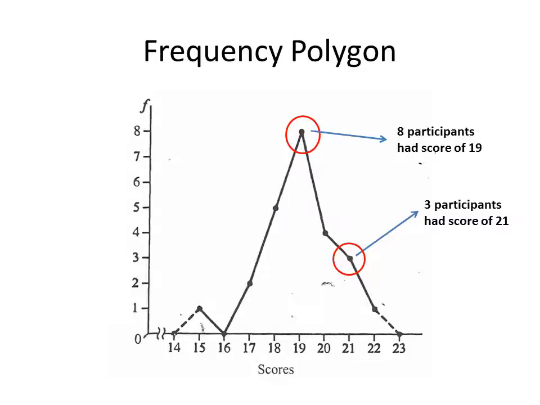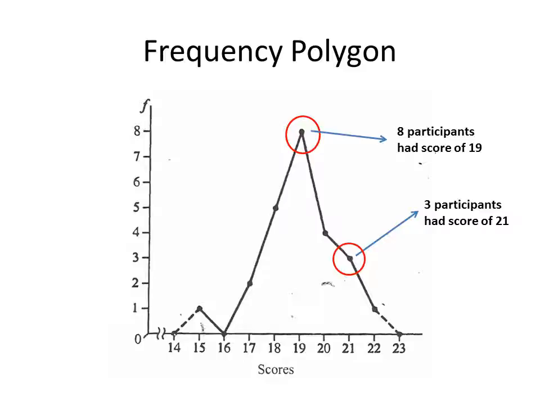So in this slide, the shape of a distribution is more clear when examining a frequency polygon, which is a figure that also shows how many participants have each score. Now, this is the same data that was shown on the previous page, and the frequency distribution showed that 3 participants have a score of 21.